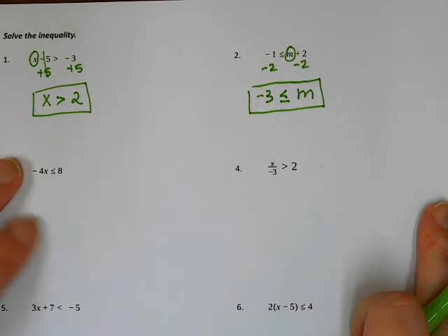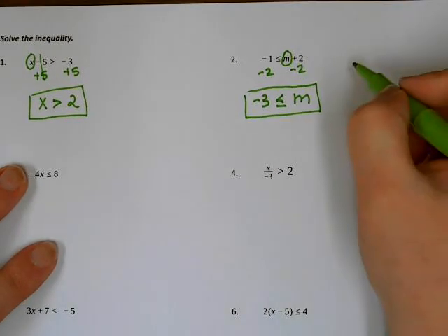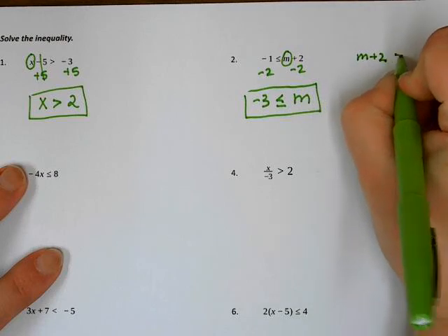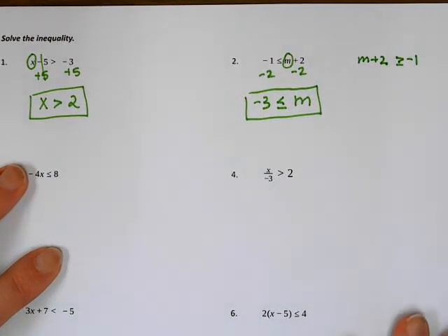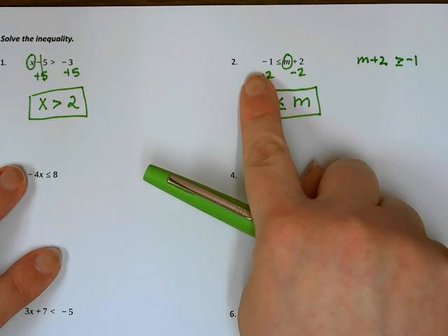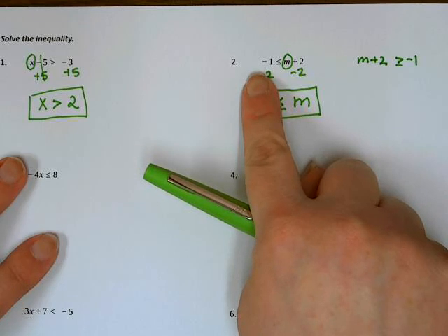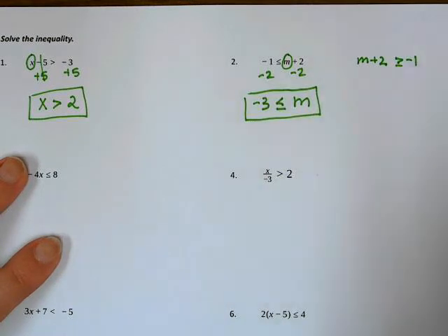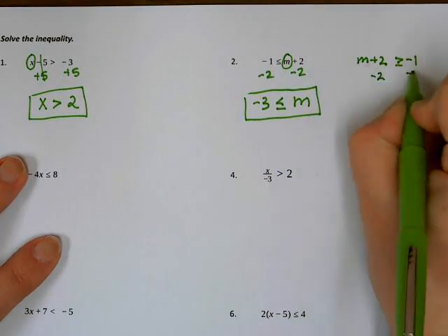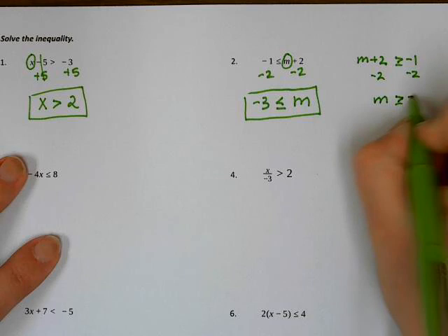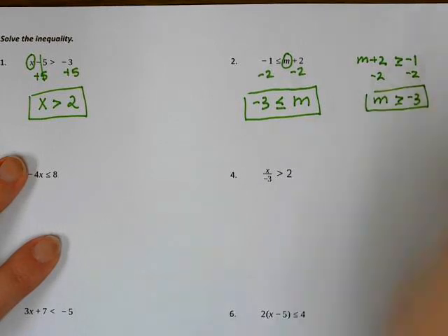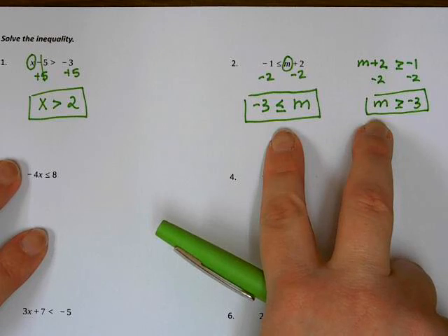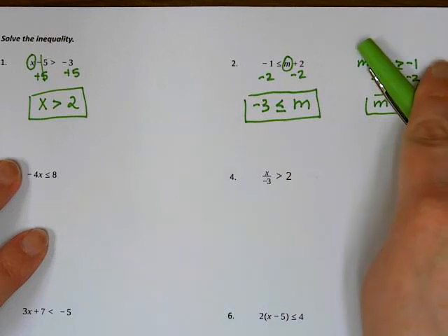Now some students that prefer to have the variable on the left might look at this and flip the whole thing before they solve. So some students will do it as m plus 2 is greater than or equal to negative 1. So you flip the entire thing. Remember, it's that pancake flip that I talked about in class. If you change the sides, then you have to change the sign as well. So now when I subtract 2 from both sides, I get m is greater than or equal to negative 3. These are the exact same inequality, so you can write either one. Since we don't have to graph it, we don't really need to worry about the variable being on the left, but it's totally up to you.